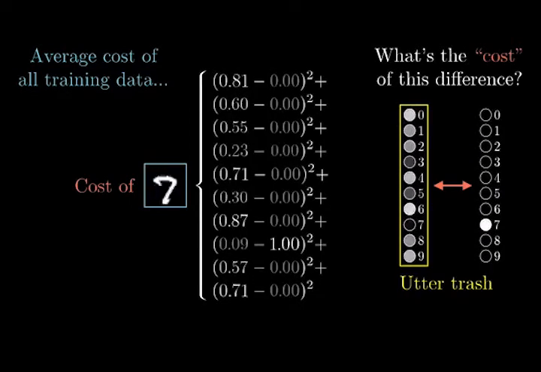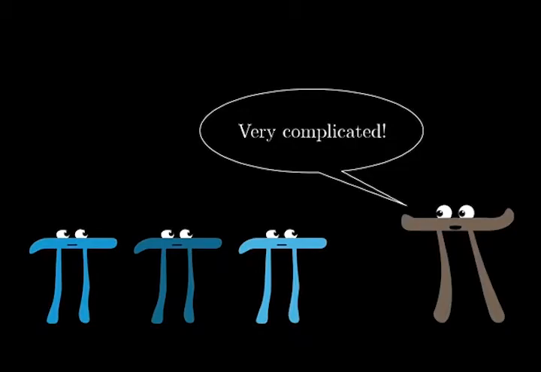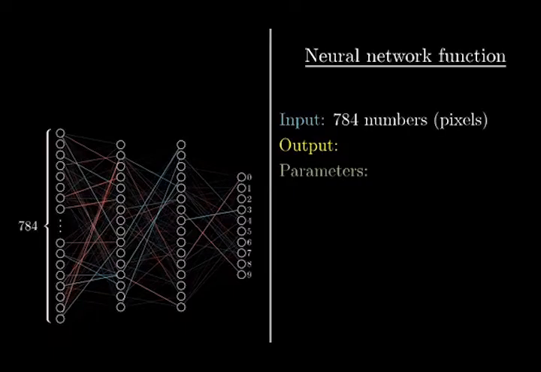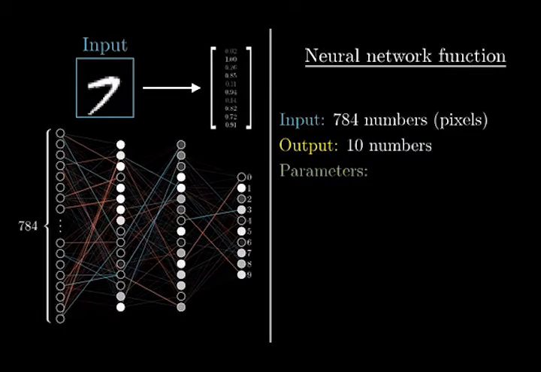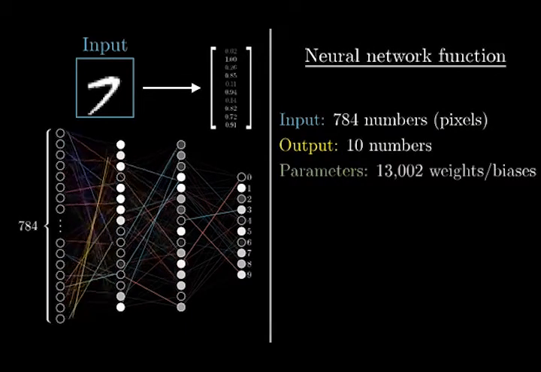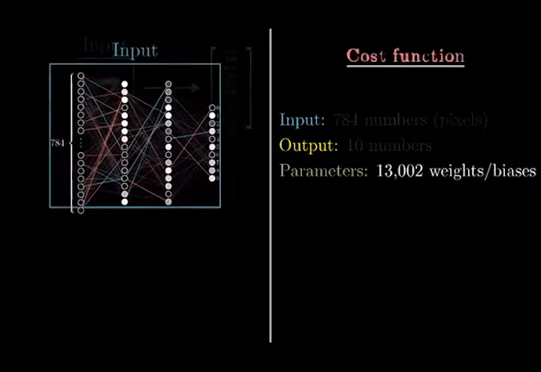This average cost is our measure for how lousy the network is and how bad the computer should feel. And that's a complicated thing. Remember how the network itself was basically a function? One that takes in 784 numbers as inputs, the pixel values, and spits out 10 numbers as its output. And in a sense, it's parameterized by all these weights and biases. Well, the cost function is a layer of complexity on top of that.